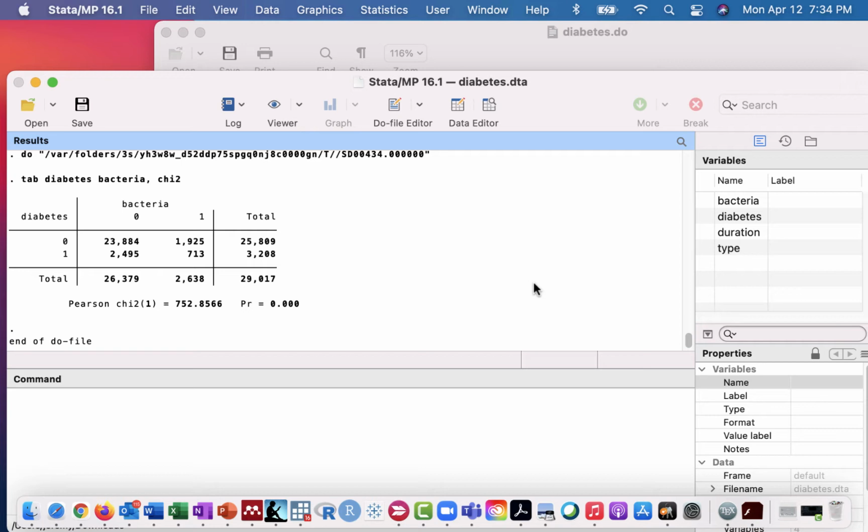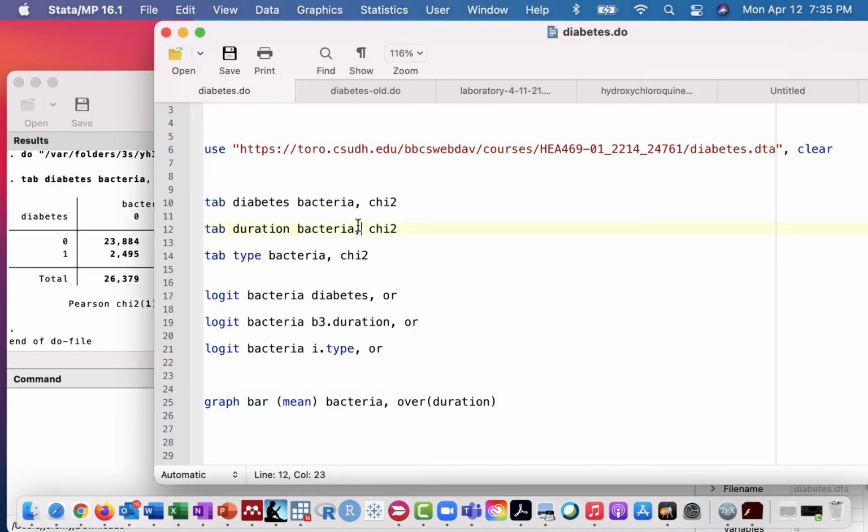Here you would say that maybe diabetes and bacteria are correlated, or maybe diabetes has some type of influence on bacteria, that people with diabetes are more likely to have COVID, more likely to have bacteria, or people with bacteria are more likely to have diabetes. Either way, right? So that Pr, that probability, that's the p-value. If it's really low, it means it's statistically significant.